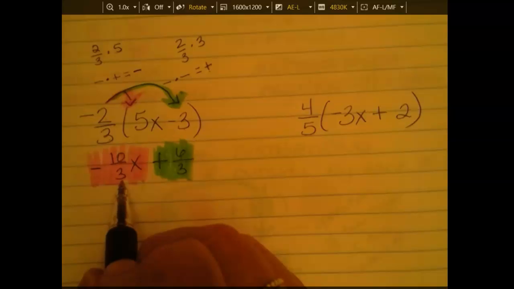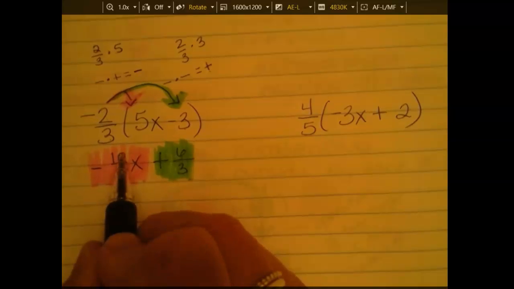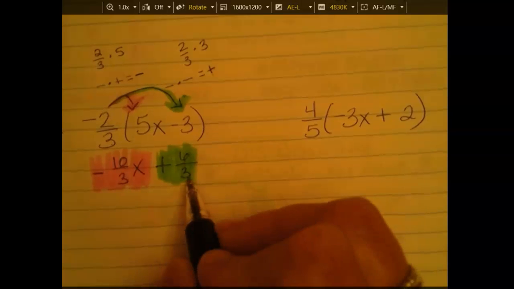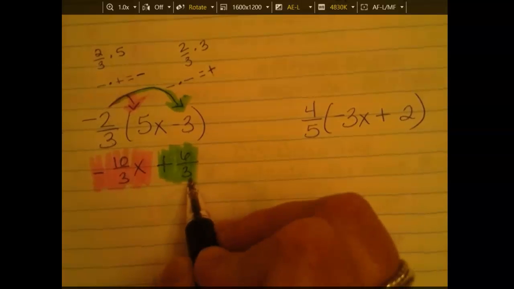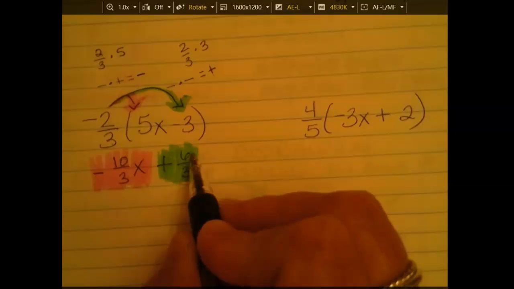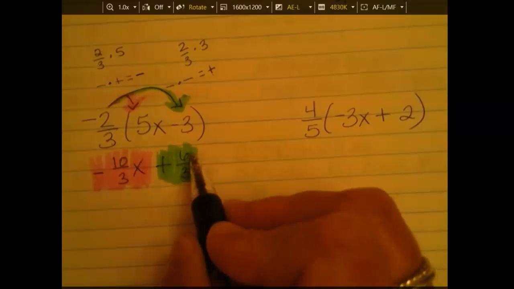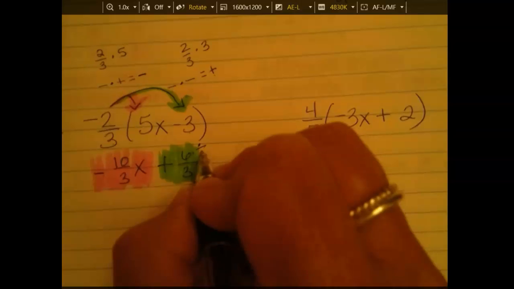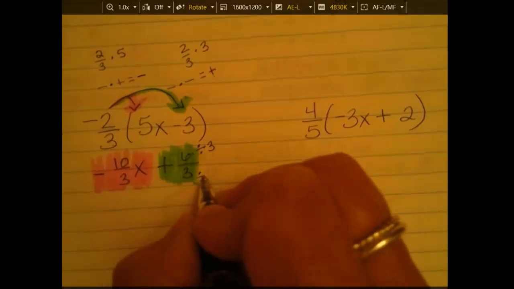So now, can I simplify? 10/3. 3 is the only number that goes into 3. Will 3 go into 10? No. 3 is the only number that will go into 3. Will 3 go into 6? Yes. 3 will go into 3 and 3 will go into 6. So we can simplify this second one by dividing them both by 3.